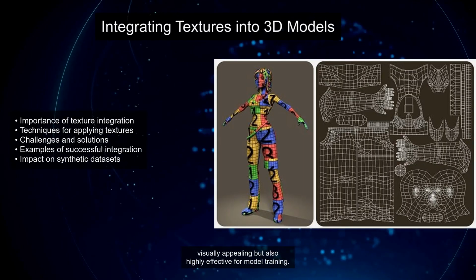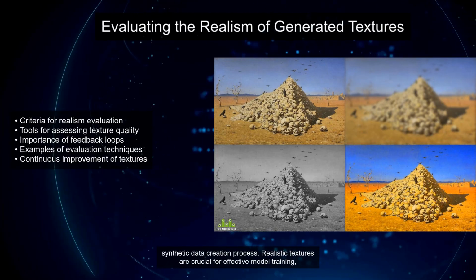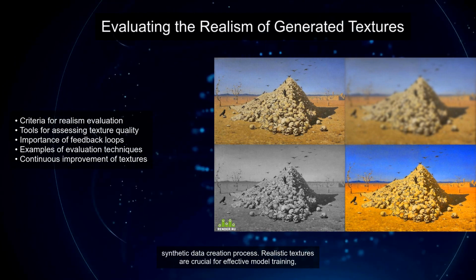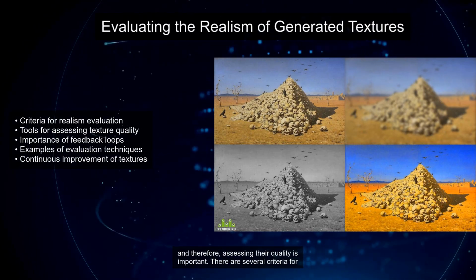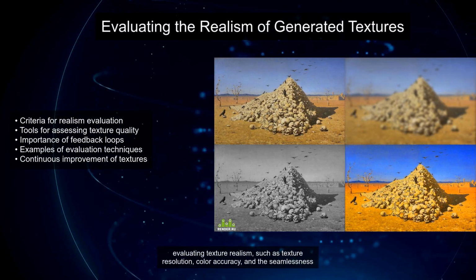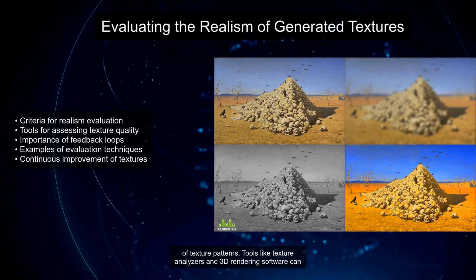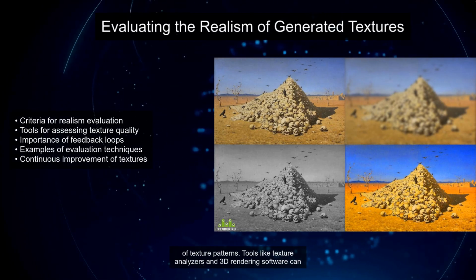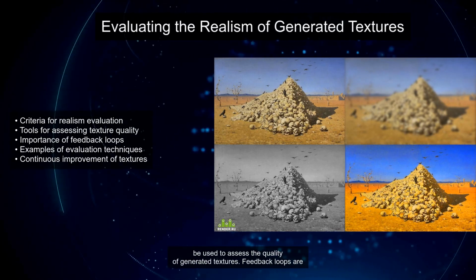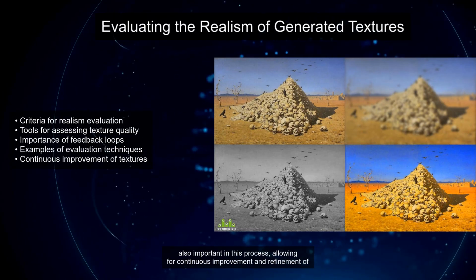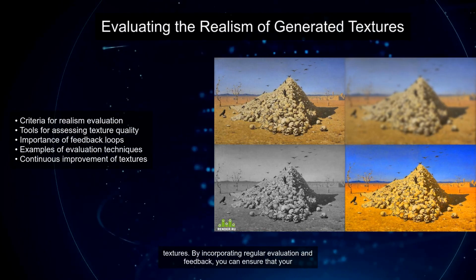Evaluating the realism of generated textures is an essential part of the synthetic data creation process. Realistic textures are crucial for effective model training, and therefore, assessing their quality is important. There are several criteria for evaluating texture realism, such as texture resolution, color accuracy, and the seamlessness of texture patterns. Tools like texture analyzers and 3D rendering software can be used to assess the quality of generated textures. Feedback loops are also important in this process, allowing for continuous improvement and refinement of textures.